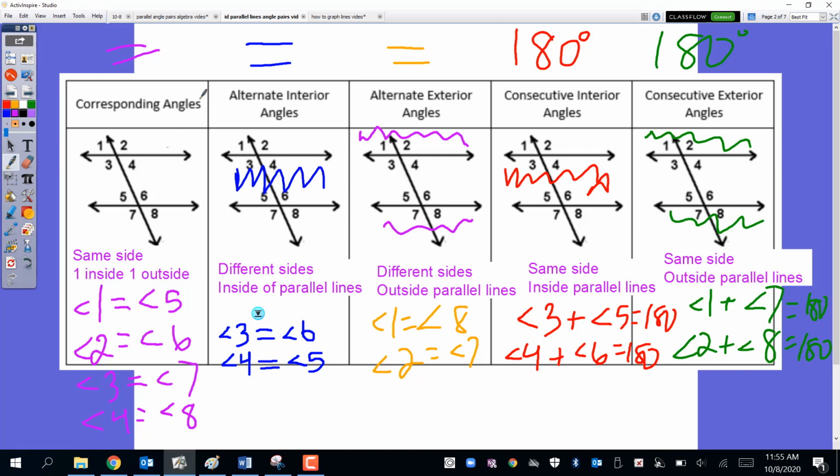If you need to rewatch the video, definitely make sure you take a screenshot of this, or it's posted in the notes. Make sure you have this handy when you go and try to identify the angle pairs. Otherwise, you can watch the next video.